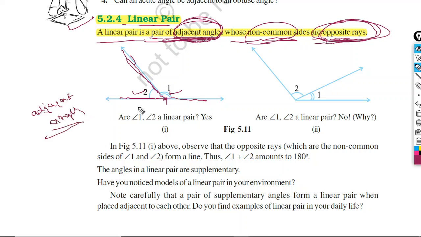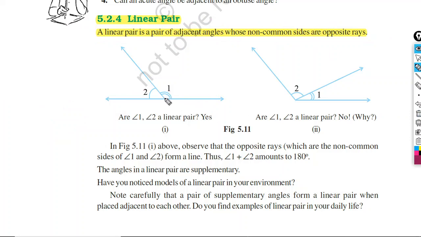But here is one special thing. What is the special thing? The non-common arms here, this and this. Okay, they are opposite rays. You can see they are opposite rays. Okay? So we call them a linear pair. As per the definition, we call them a linear pair.